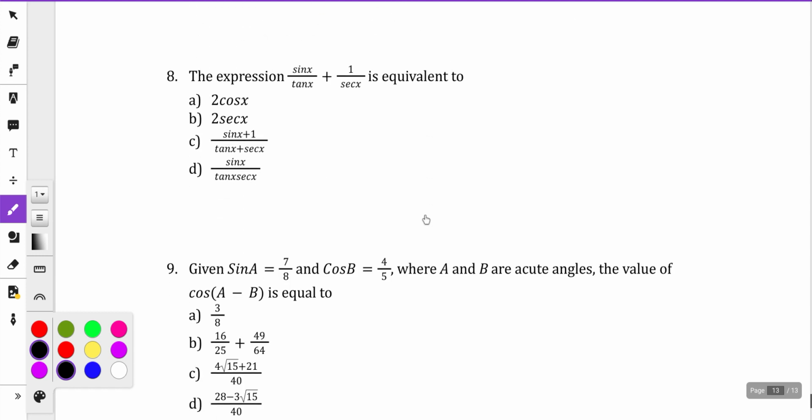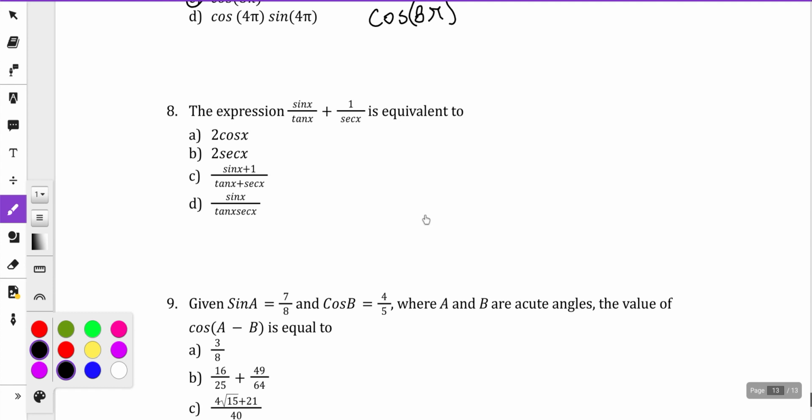Perfect. Number 8. The expression is equivalent to. Okay, first thing you're going to do, change your tans to sines and coses. Looking at this, that means I'm going to now have sine x divided by sine over cos. I'm also going to change my 1 over secant x to be cos x. You could change it to 1 over cos, and then you would have to kiss and flip and make it a cos x eventually anyway.